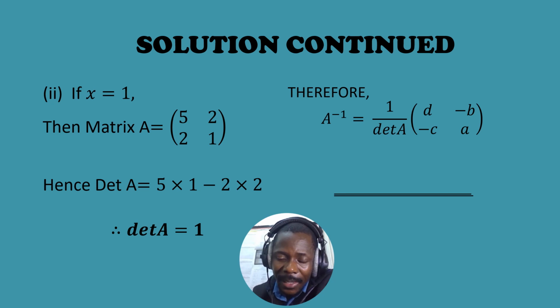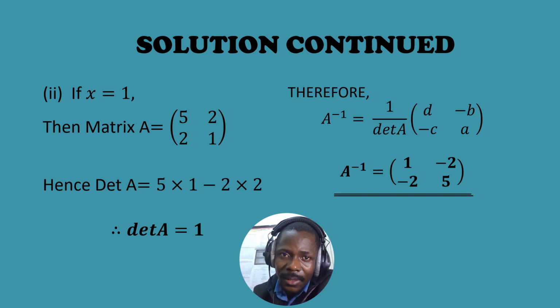Then elements in the minor diagonal change signs, and elements in the major diagonal swap, they exchange positions. All right. So this is just going to give us 1, negative 2, negative 2, and 5. That is your solution. That's great. I hope so far so good.